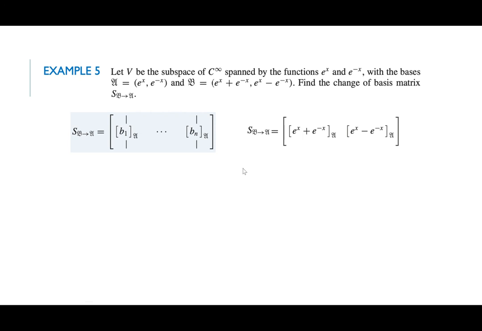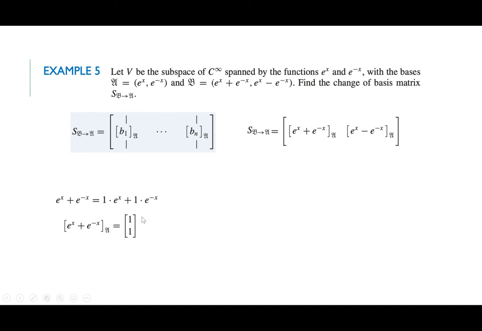So we're going to write something like that. And now we have to determine what these functions are in the coordinates of U. Well, e to the x plus e to the minus x is just 1 times the first basis vector plus 1 times the second basis vector.